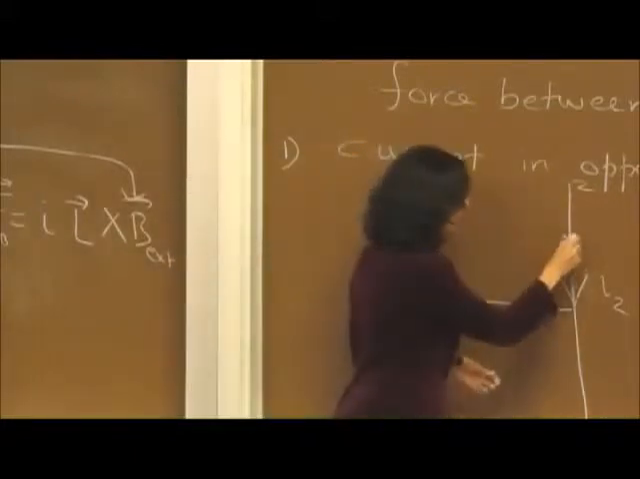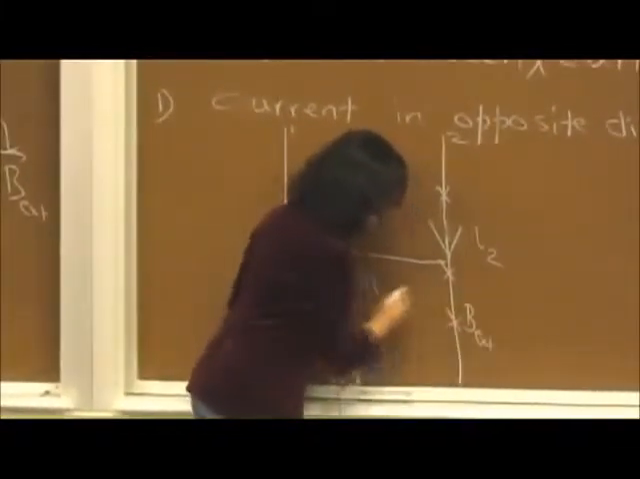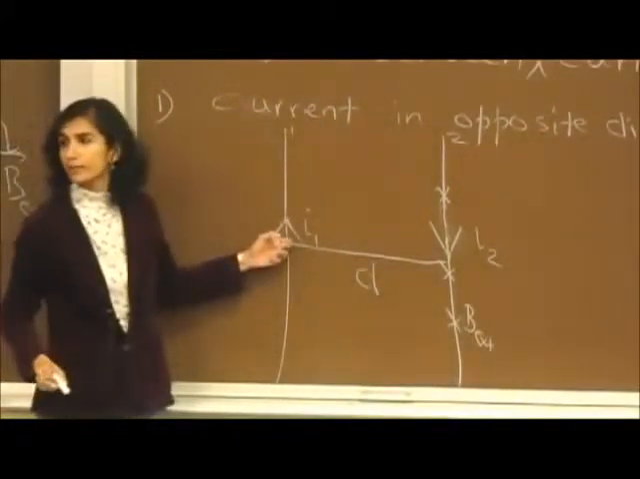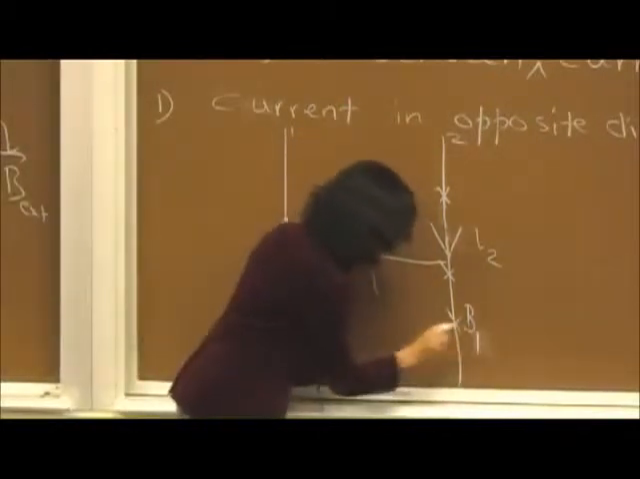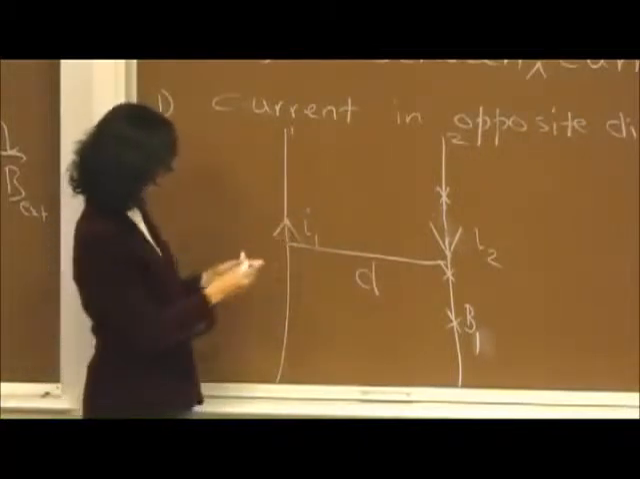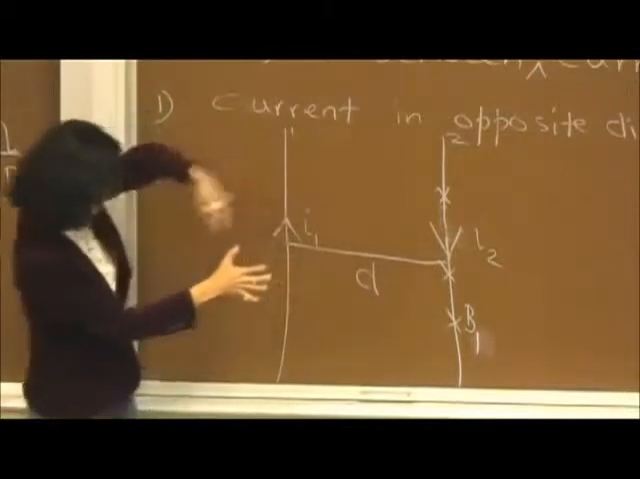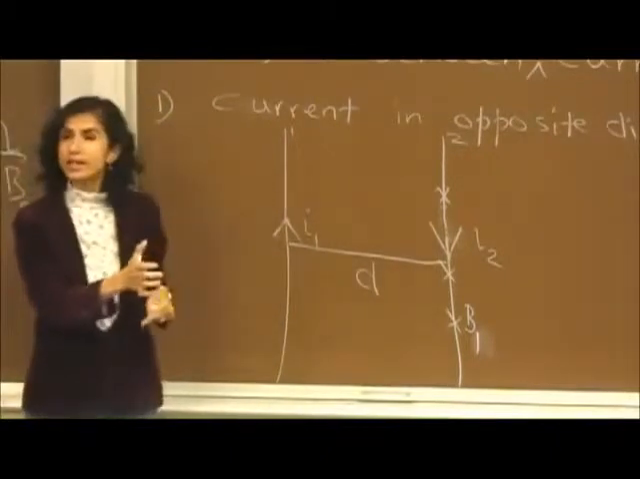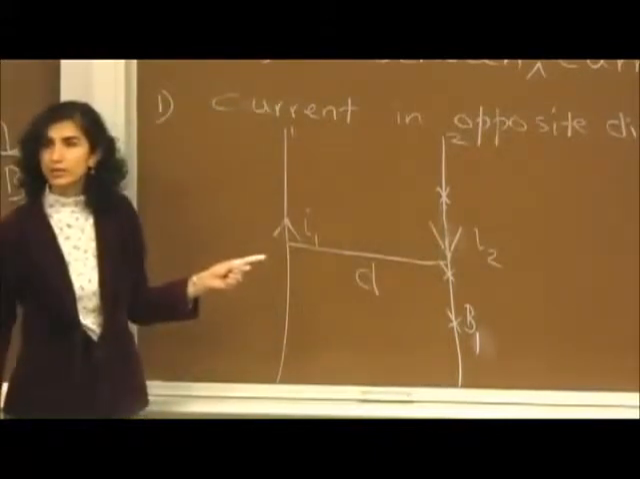Into the board, very good. So she's absolutely right. This will be the B external produced by wire 1. And let me give it a name instead of B external, let me call it B1, so that you remember that this B1 is the magnetic field produced by wire 1 at the location of wire 2, because wire 1 is producing magnetic field around it, which are circles. And is everybody seeing this is into the board?